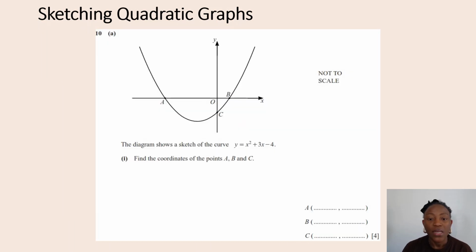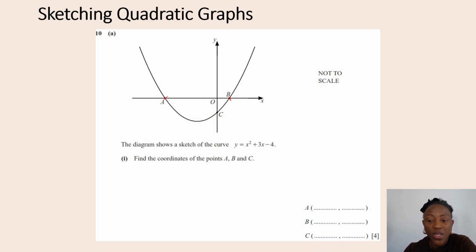Okay. Now, in this particular question, we're told that the diagram shows a sketch of a curve y equals x squared plus 3x minus 4. Find the coordinates of the points A, B, and C. If you take a look at the diagram, the point A here is the x-intercept. Point B is also the x-intercept.